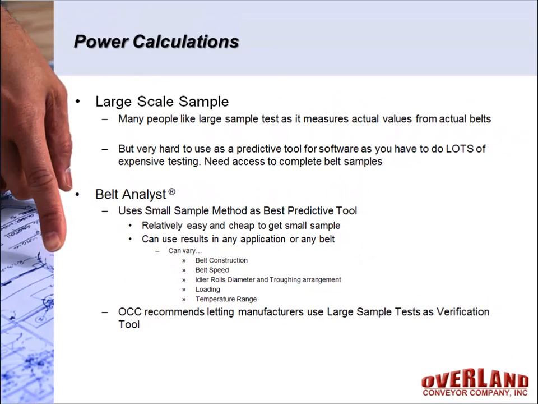So OCC recommends using this small scale method for predicting, and then let the manufacturers use the large scale sample as verification. In other words, once you calculate the indentation drag for a particular conveyor in a particular application, then you can get the belt manufacturer to verify that the actual indentation in the large scale sample testing does match up, and hopefully it will in most applications, or at least get pretty close.